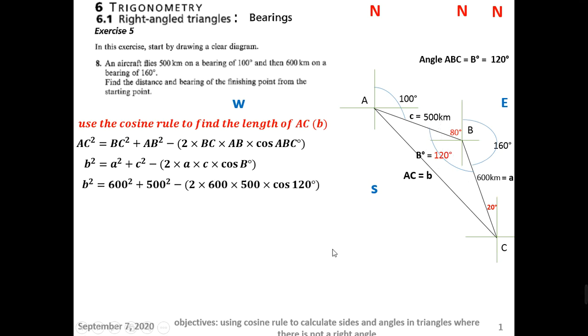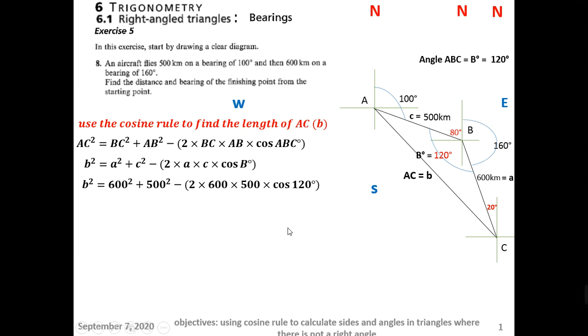Let's substitute in this formula. A is equal to 600 and C is equal to 500. That's why it's going to be b squared is equal to 600 squared plus 500 squared minus, inside brackets, 2 times 600 times 500 times cosine of the angle between the two known sides, which is cosine of 120.